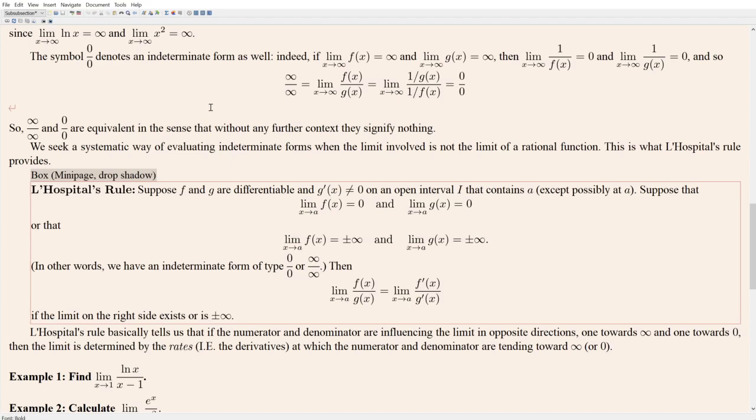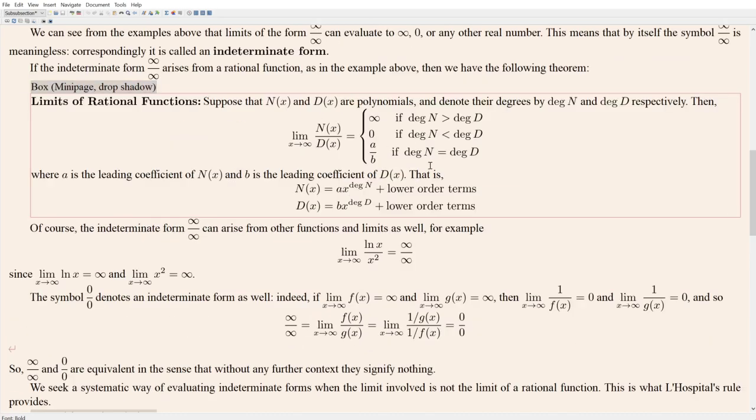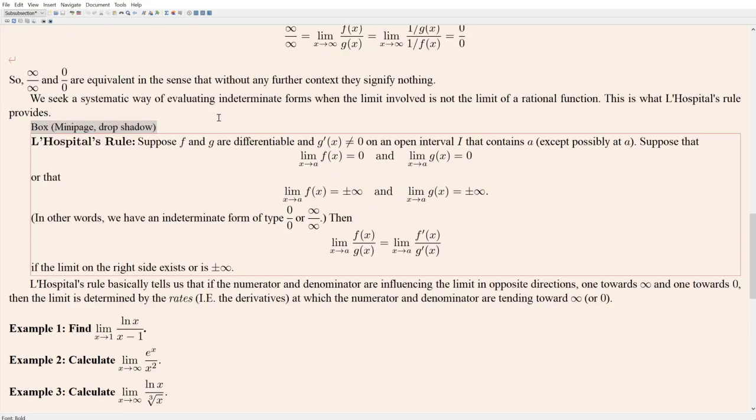So we need some sort of systematic way of evaluating indeterminate forms when the limit involved is not the limit of a rational function. Because in that case, it's easy. You just follow this rule. So this is what L'Hopital's rule supplies to us. L'Hopital's rule supplies us a means of evaluating limits of the form infinity over infinity or 0 over 0.